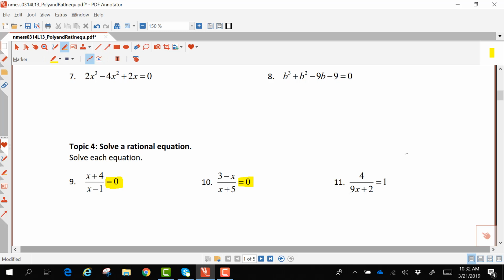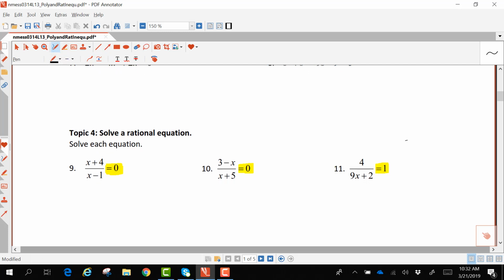Topic 4 is showing equations in which they are equal to 0. And when you solve a rational equation, noting that a rational is a fraction involving variables, you want your equation to be set equal to 0. Number 9 and 10 are set up equal to 0, but number 11 is not. It is equal to 1. We need to fix this and rewrite it so that it is compared to 0.